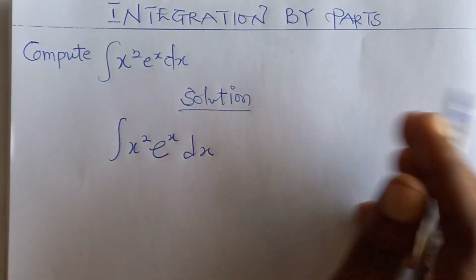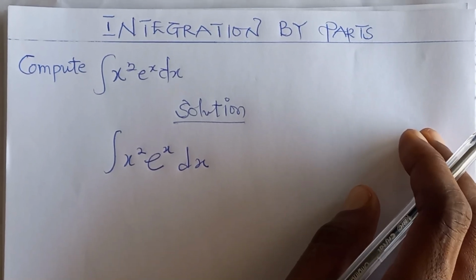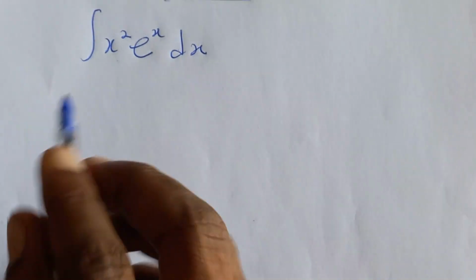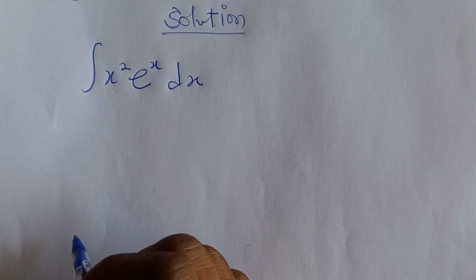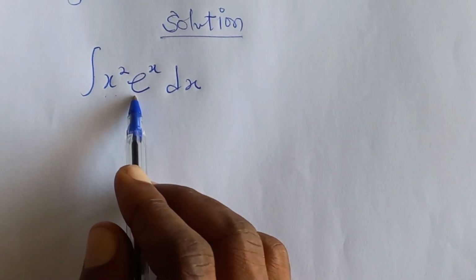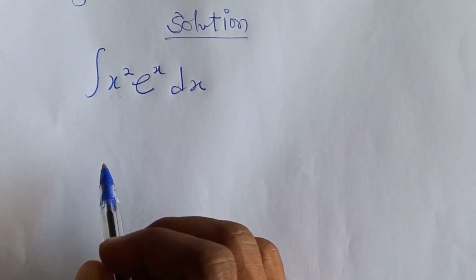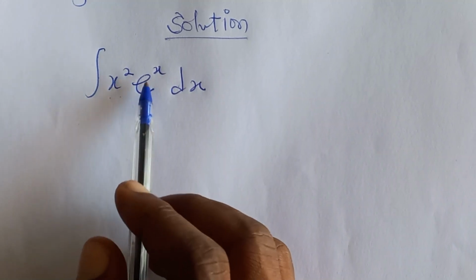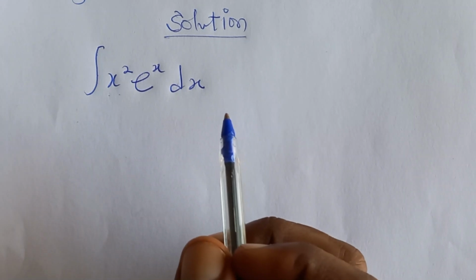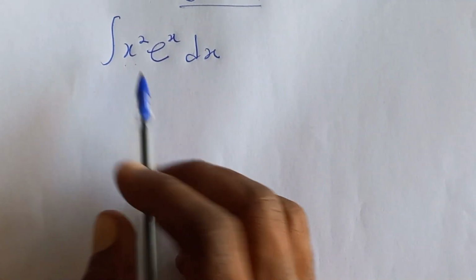Okay, so this type of question we can use by parts to solve. That's the simplest method to go by. The reason is that it is very easy to differentiate x squared, but you will find it difficult to differentiate e exponent x. But it is very simple to integrate e exponent x. So that's why we use by parts to integrate this type of problem. This is what we call integration by parts.